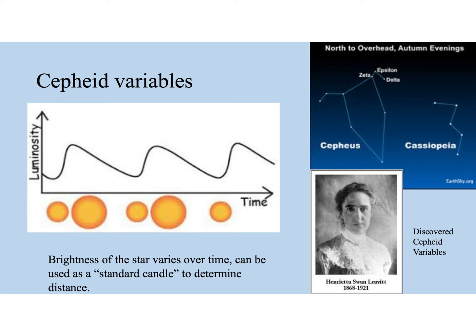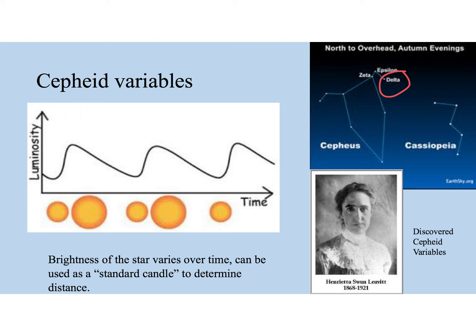Here's a graph showing the light curve of a type of a variable star called a Cepheid variable. These stars are called Cepheids because the first example found was a star, Delta Cephei, in the constellation of Cepheus. This star was discovered to pulsate over time by Henrietta Swan Leavitt, an American astronomer. As you can see in the graph, as time passes, the luminosity of the star increases then decreases.